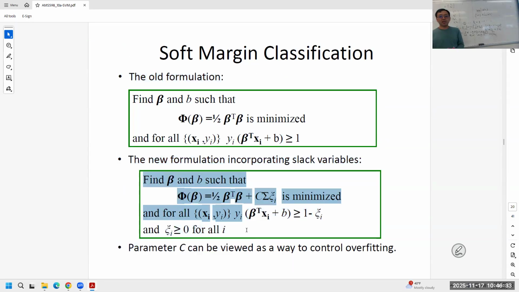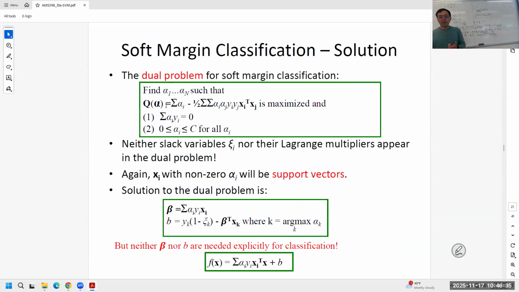The dual problem. If you look at the formula, Q(alpha), this is your dual function, is equal to the summation of alpha_i minus half of the summation of alpha_i alpha_j y_i y_j x_i transpose x_j. You want to maximize this, subject to the summation of alpha_i y_i equal to 0, and alpha_i bigger than or equal to 0, less than or equal to C.